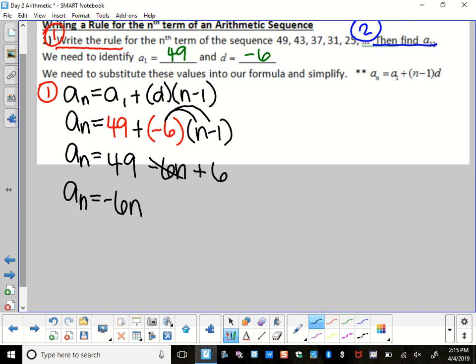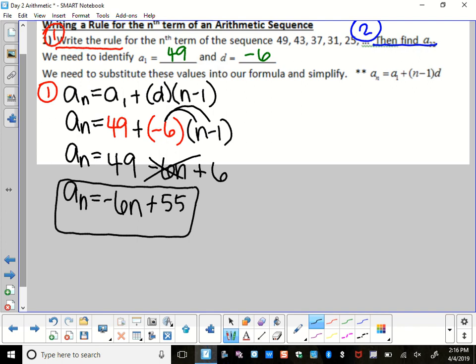Okay, once we're done with that, what's 49 plus 6? 55. Positive 55. All right, that's part 1. They told me to write a rule, that's my rule.